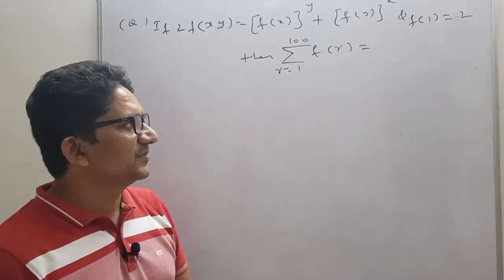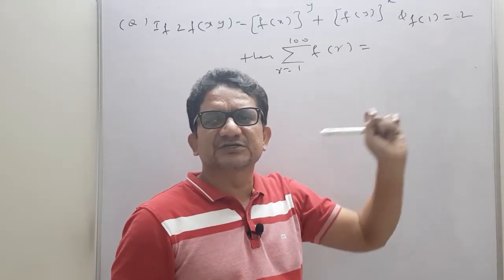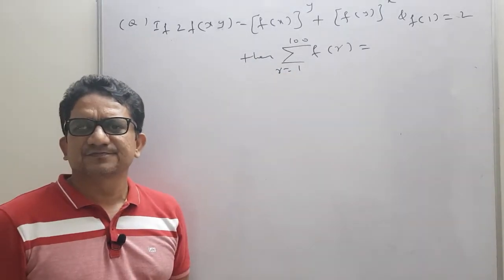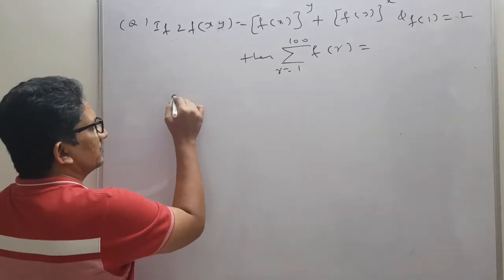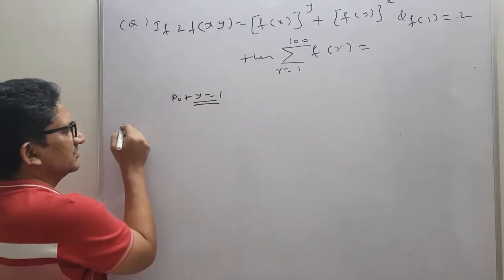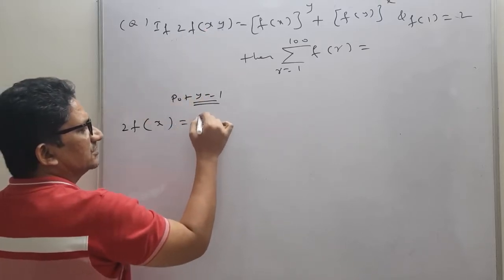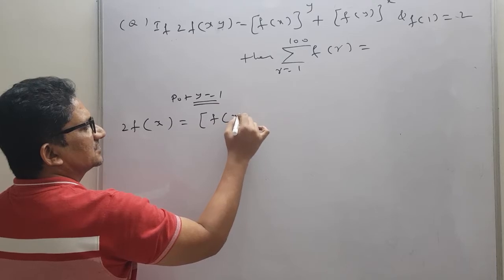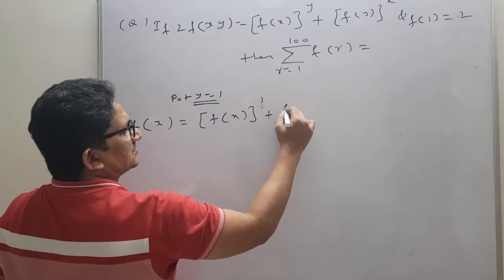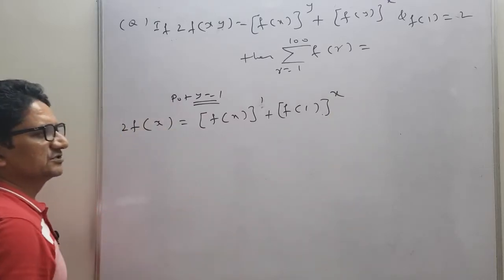So, how can you identify the remaining values? With the help of the condition. f of 1 equals 2 is given, which means we can make an attempt by taking either x equals 1 or y equals 1. Here I want to put y equals 1. Put y equals 1 in the given condition. So what will we get? 2 times f of x, because y value is 1, equals f of x to the power y, y means 1, plus f of 1 to the power x.